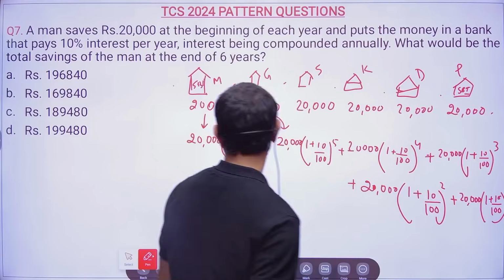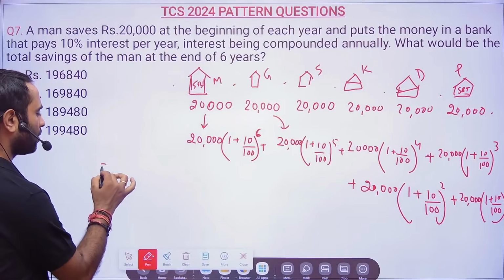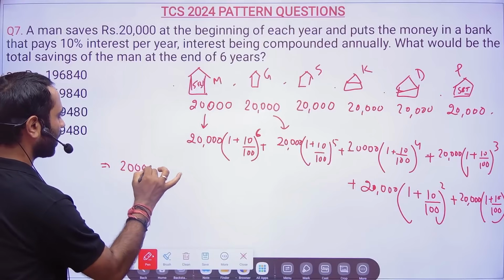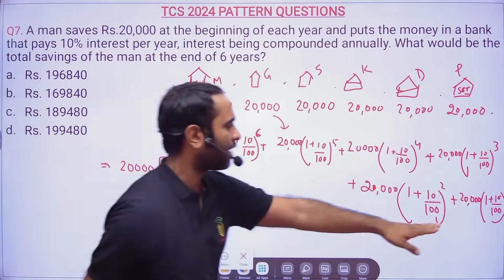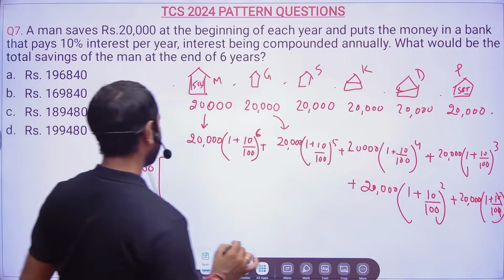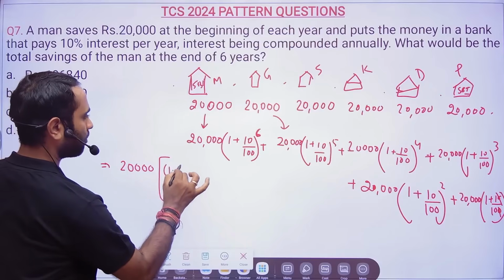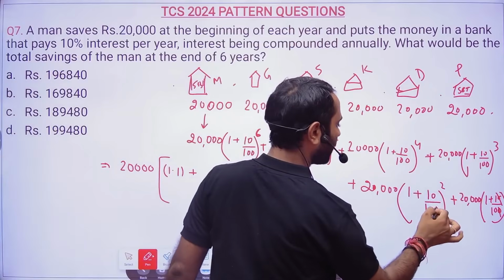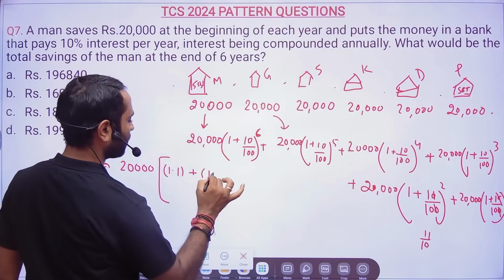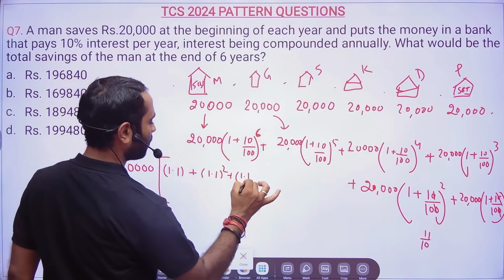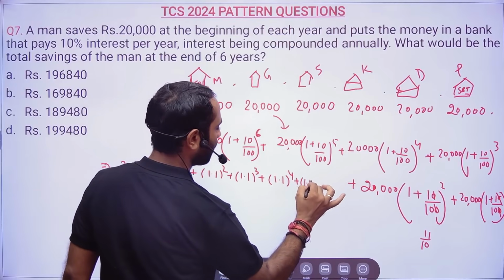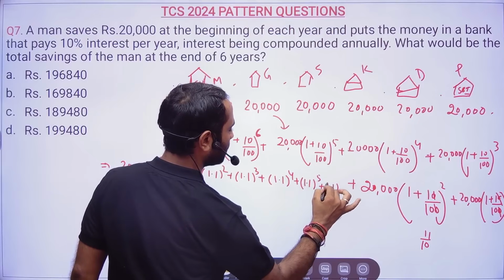Now this is what you have to solve. So don't get afraid by seeing the problem. First of all, 20,000 you take common. Then I will start from here. So 10 and 10 cancel, so this will be 11 by 10. 11 by 10 is 1.1. So basically this is 1.1 square, then 1.1 cube, then 1.1 to the power 4, plus 1.1 to the power 5, plus 1.1 to the power 6.